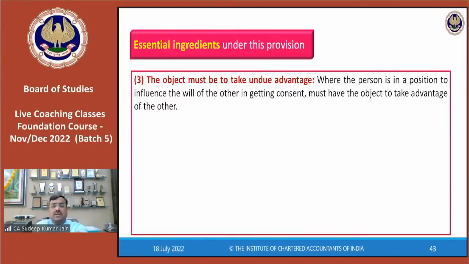And the third one is that the object of the person is to make the undue advantage. Where the person is in the position to influence the will of other in getting consent, he must have the object to take the advantage of it. इस पोजीशन का फायदा उठाया जाए सिर्फ एक अनफेयर एडवांटेज लेने के लिए, क्योंकि अगर फायदा नहीं उठाता है तो वो अनड्यू इन्फ्लुएंस है ही नहीं. Suppose if a doctor is in the position to dominate the will of patient, but he does not take any unfair advantage, so there is no undue influence.